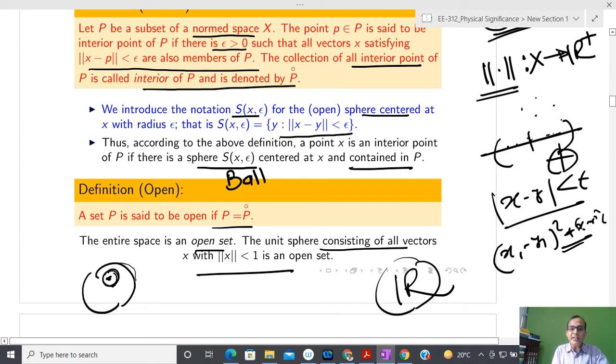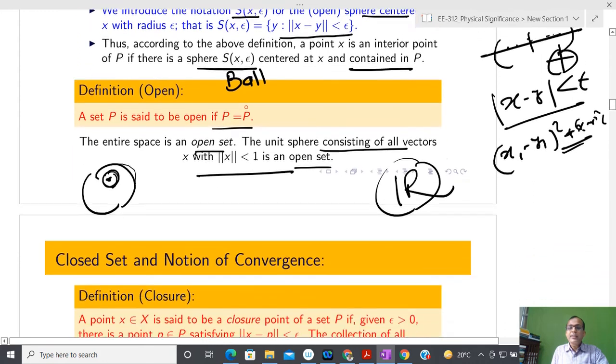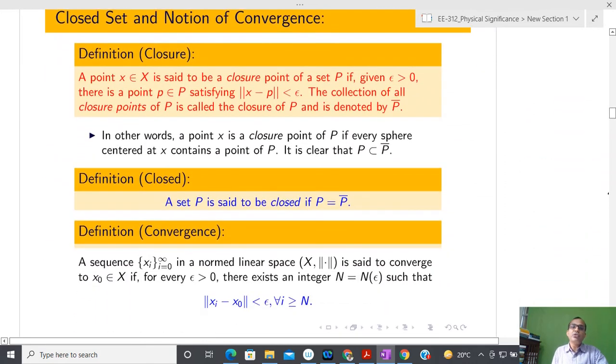Okay, because equality we are not able to keep here, and due to that reason this is an open set. Now another notion that is again coming from topology, that is the closure. A point x that belongs to the vector space X is said to be a closure point of P if there exists epsilon greater than 0 and there is a point in P satisfying this kind of relation. So the collection of all closure points of P is called the closure of P.